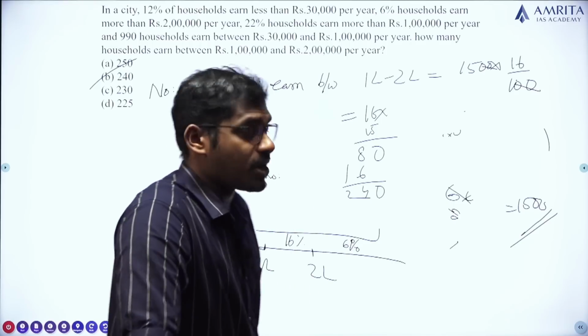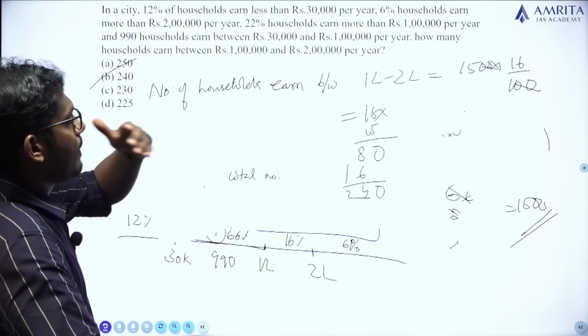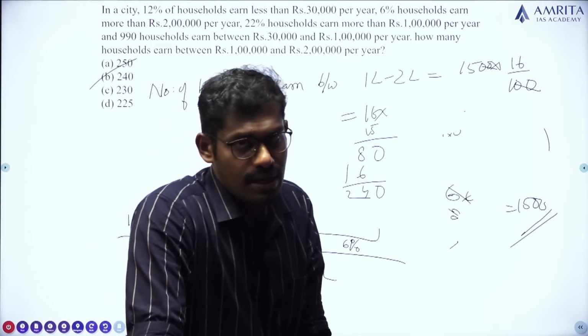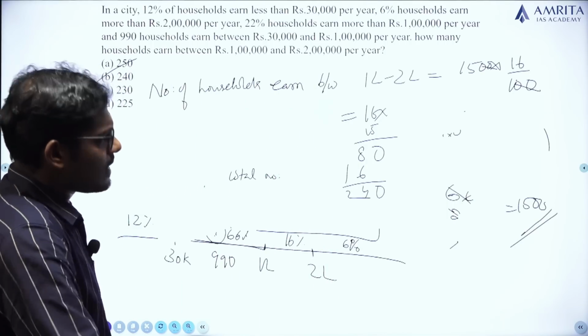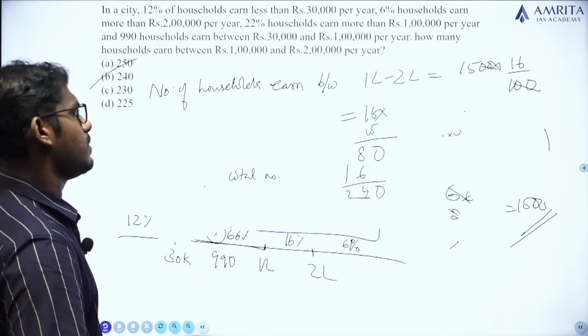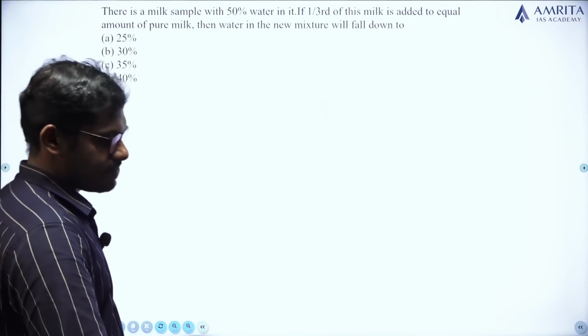Answer for this question is option B, 240. So there are 240 persons who earn between 1 lakh and 2 lakh per year. It's a bit lengthy question. However, it is very simple. Nothing complicated in this particular question. Clear? Okay. Moving to next question.